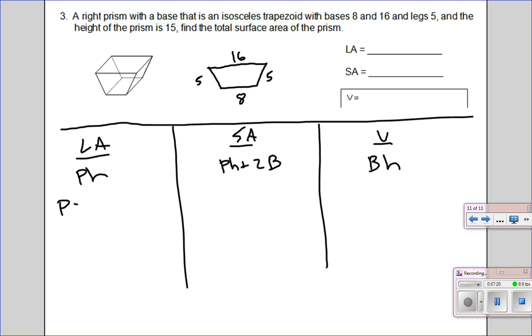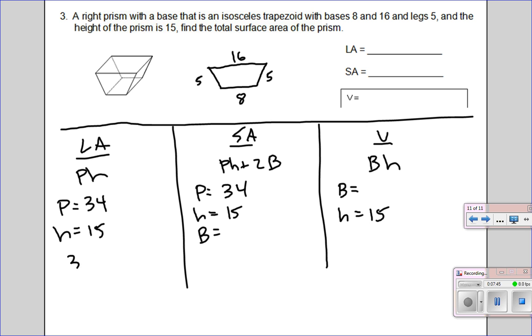So let's go ahead and define our variables for what they are, and start solving. All right, the height of the prism is 15. So for all of these h's here, I can fill in 15. The perimeter is 16 plus 5 plus 8 plus 5, so 21, 26, it's going to be 34. With that said, LA is already done. 34 times 15 is 510.